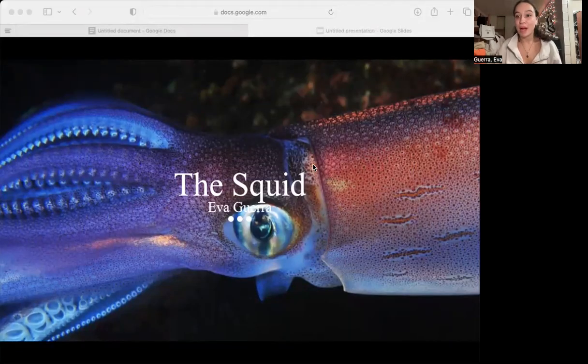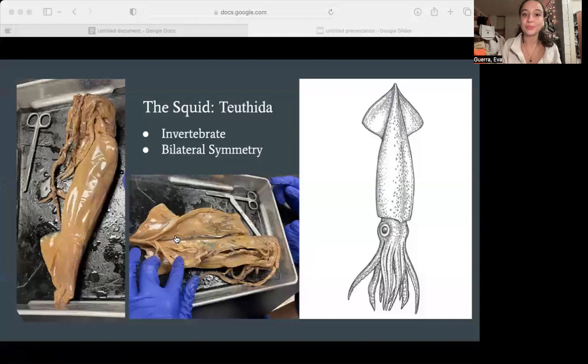I am in Bio 107, Section 502, and today I'm going to be talking about the squid. We dissected squids last week in lab, and we really looked into the internal anatomy, but today I'm going to be diving deeper into the external traits of the squid, how it interacts with other organisms, and the ecosystem it lives in. So this is the squid. You can see some pictures from this lab.